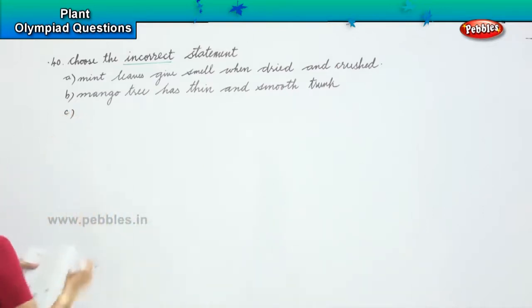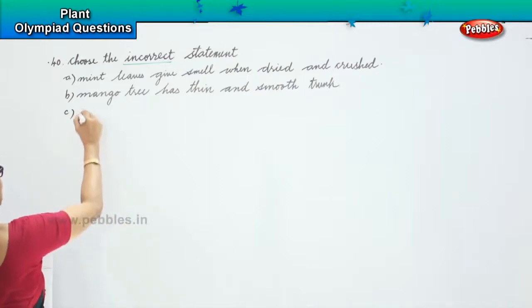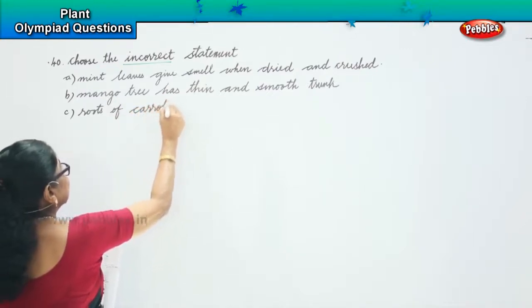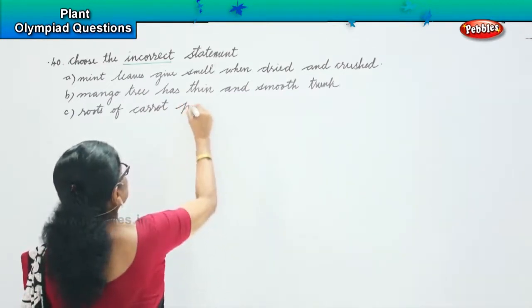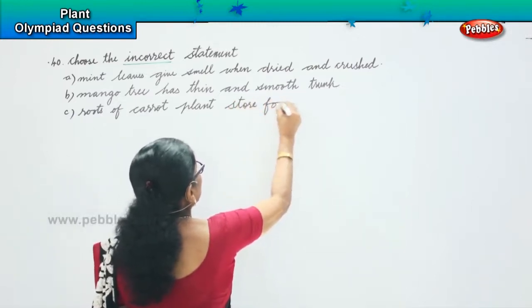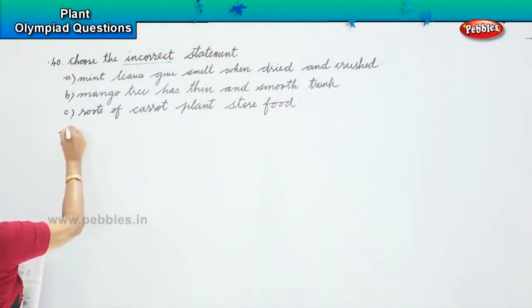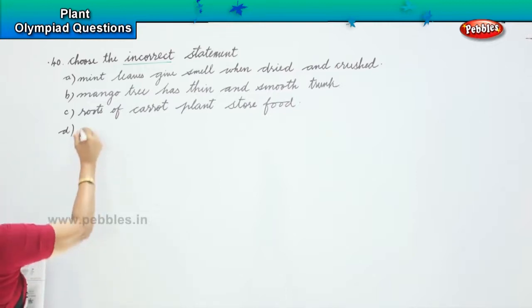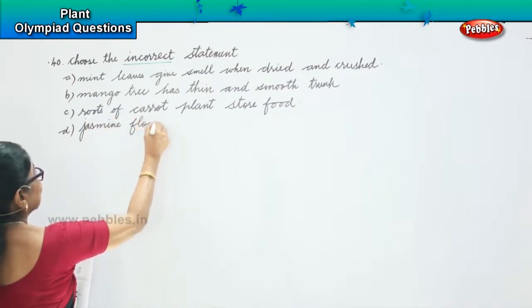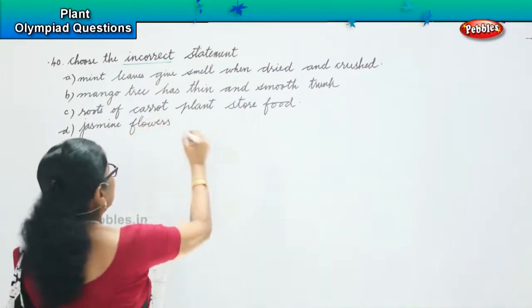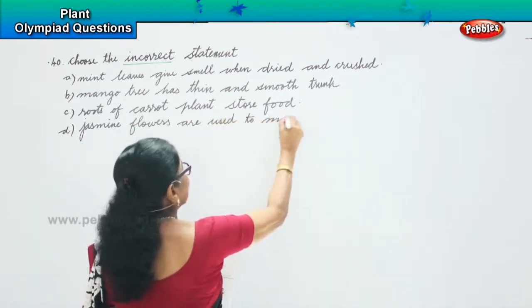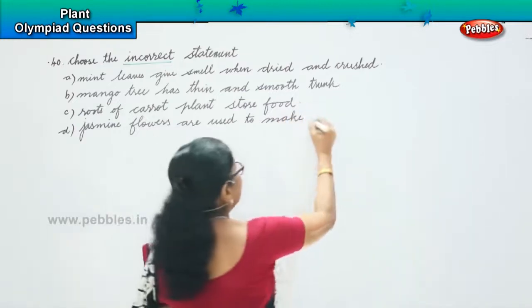Option C, roots of carrot plants store food. And finally, option D, jasmine flowers are used to make perfumes.